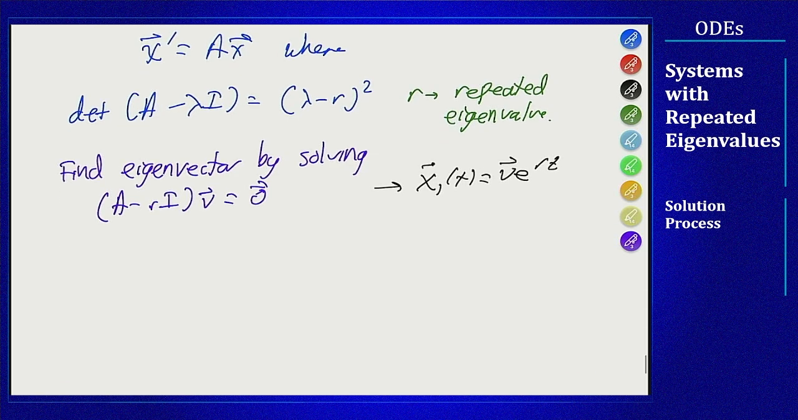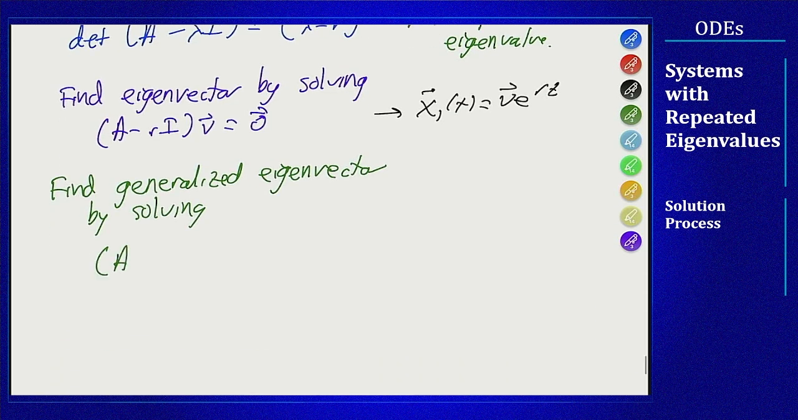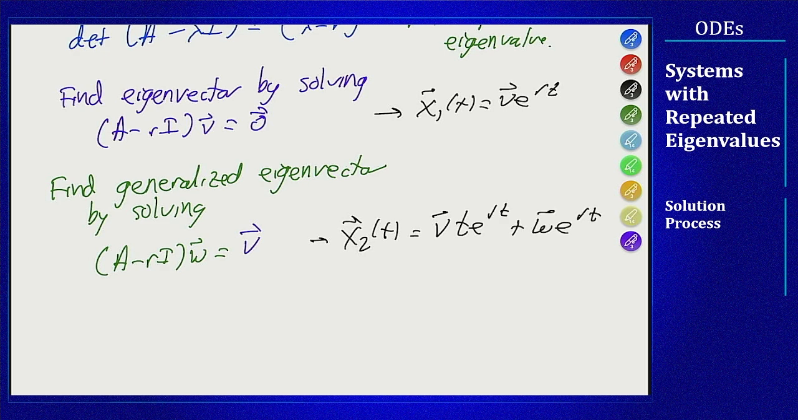So we can find a generalized eigenvector by now solving (A minus rI) times w equals v, where this v is the same v we found in the first step. Same matrix, new variable, and now our right-hand side is v and not 0. Once we have that, we know that our second solution will look like v t e to the rt plus w e to the rt. We got this by plugging in a guess like this and seeing what v and w had to solve. It turns out they had to solve exactly these two equations. v is the eigenvector and w is the generalized eigenvector, where it equals v and not 0.